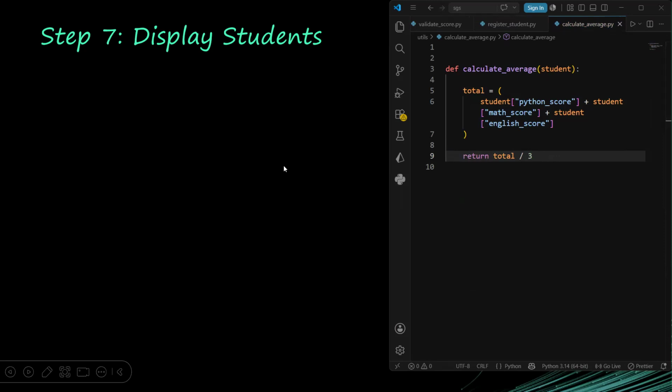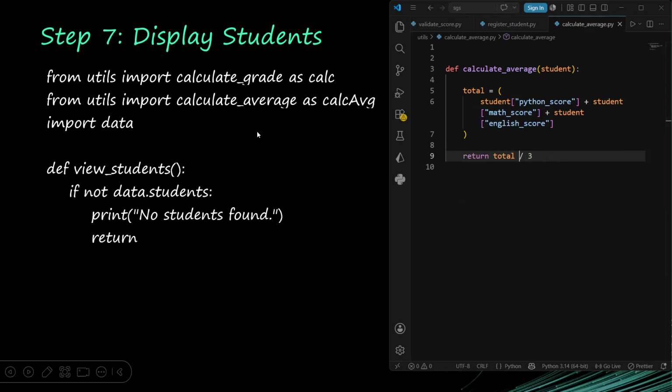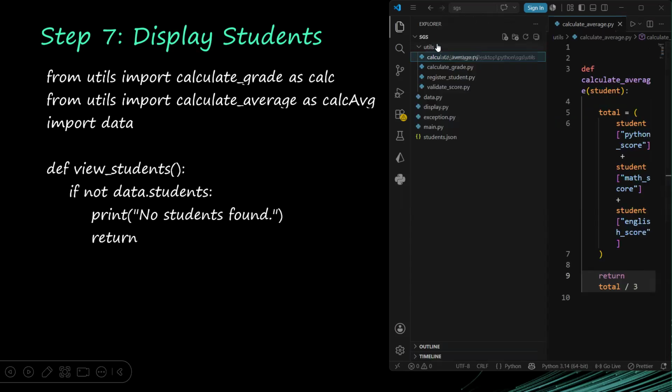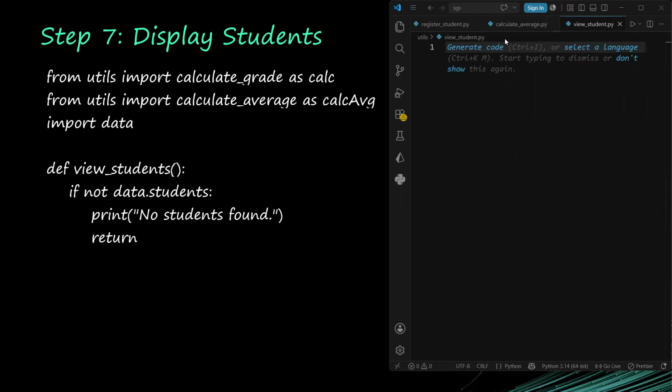Okay, so the next thing we need to do is to create a function that will display students information. So this is what it looks like. We're going to create a function. So I'll go and create a file inside of the utils folder, and I'll call it view underscore student dot py. Okay, so what are we doing here? I am going to import certain things.